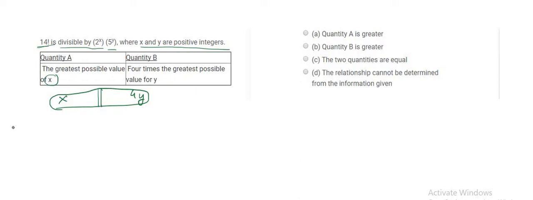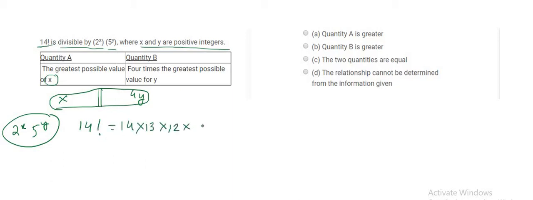So we have to draw a relationship between 2 to the power x, 5 to the power y, and the factorial of 14. So factorial of 14 is obviously 14 times 13 times 12, and it goes until 1. And we have to find the product of prime numbers to the power of 2 and 5, so we can draw a relationship. So I am only going to look into the ones that have 2's and 5's.